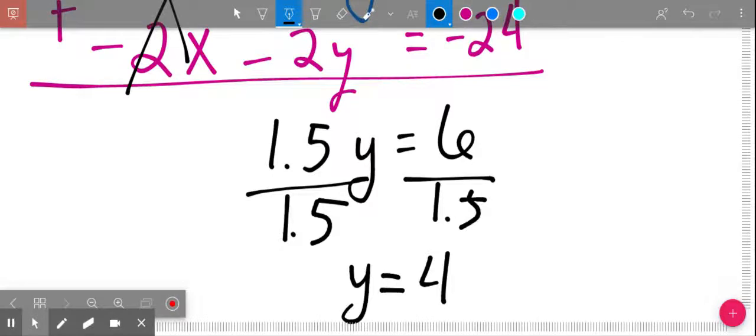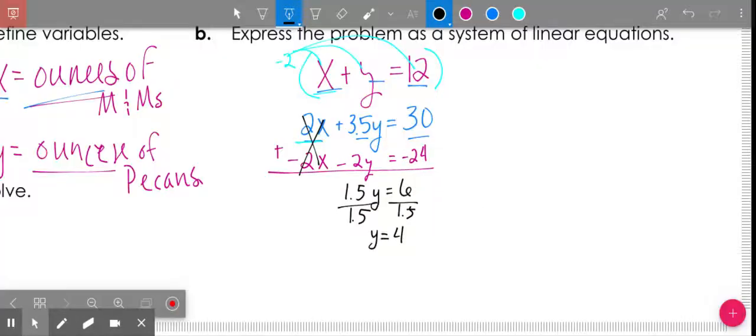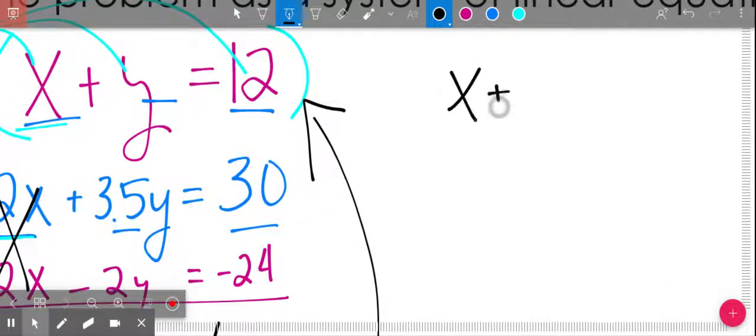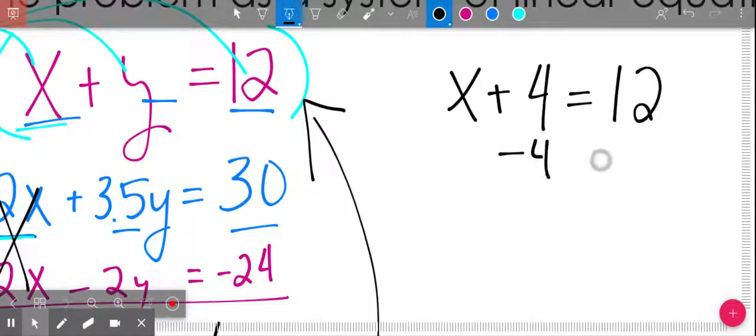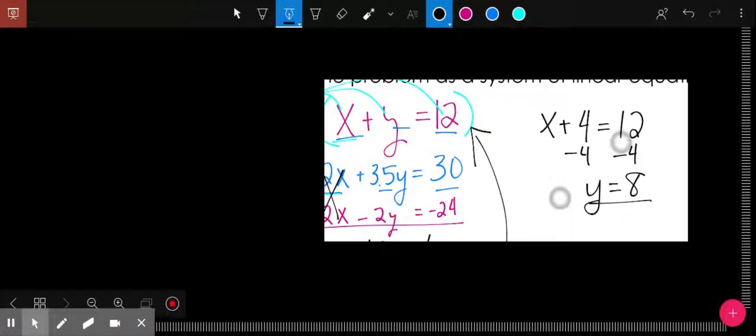So that gives me my y, which we said was the ounces of pecans. So I'm going to need 4 ounces of pecans. Now I need to figure out how many M&Ms. So I'm going to plug that back into my original. Solve x plus, instead of a y, it becomes a 4 equals 12. Subtract the 4 over. And I'll have x is equal to 8. And I'll need 8 ounces of M&Ms.